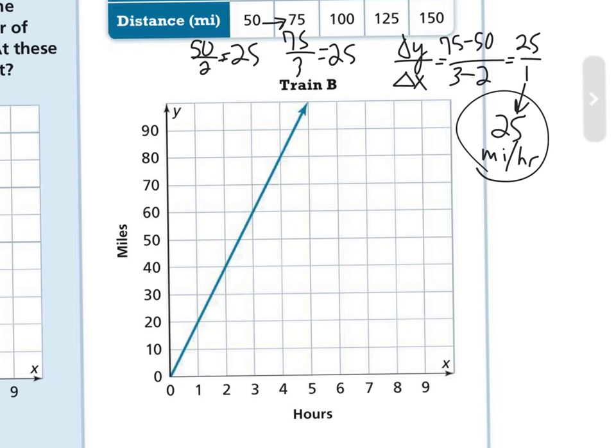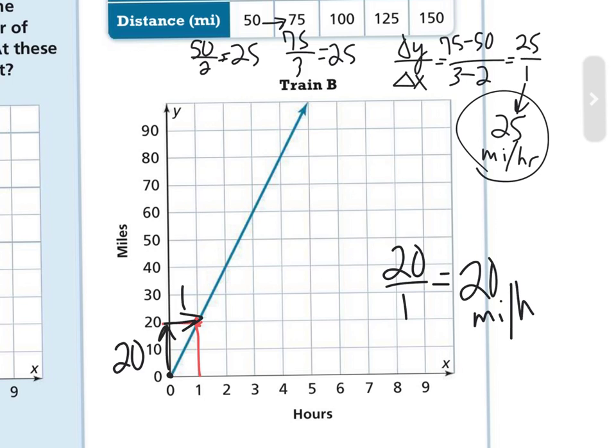So for this graph for train B, it actually is proportional. It goes through 0, 0. It's a straight line. So you could technically just look at, after 1 hour, where are we at? And you can see at 1 hour we're at 20 miles, so that means 20 miles per hour. The other thing that always works, again, even if it's not proportional, is change in y over change in x. So change in y is 20, change in x is 1. So 20 divided by 1 would be 20 miles per hour. So the question then was which train is traveling at a faster rate? So faster rate then would be train A.